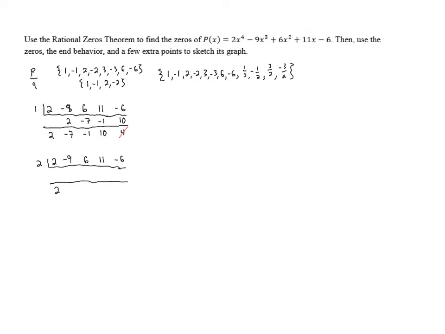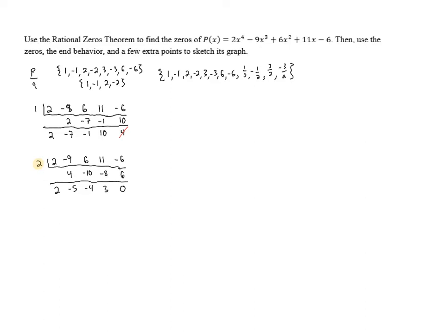So we bring down the 2. 2 times 2 is 4. We add to get negative 5. Negative 5 times 2 is negative 10. Adding gives us negative 4. We multiply by 2. That gives us negative 8. Adding gives us 3. 3 times 2 is 6. And here we do get 0. So that means that 2 is, in fact, a zero of the polynomial.